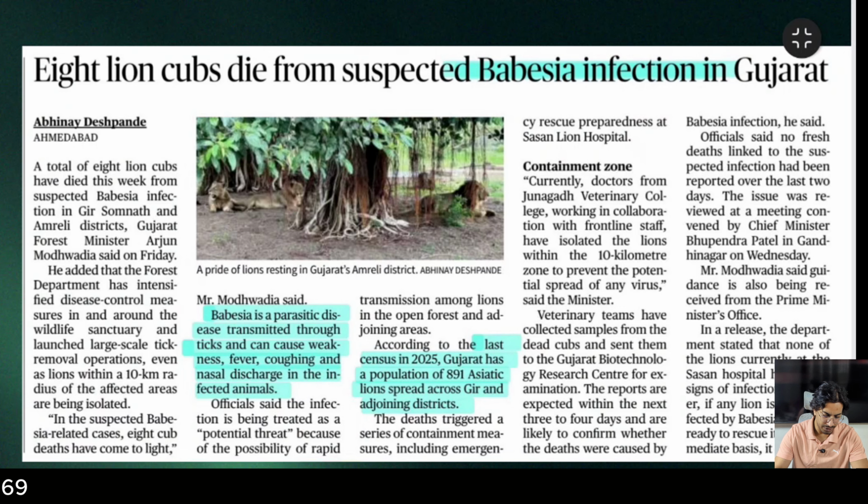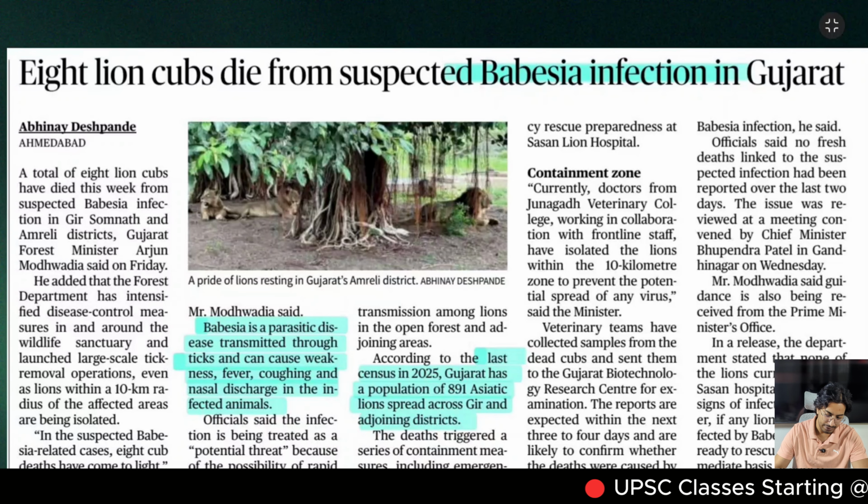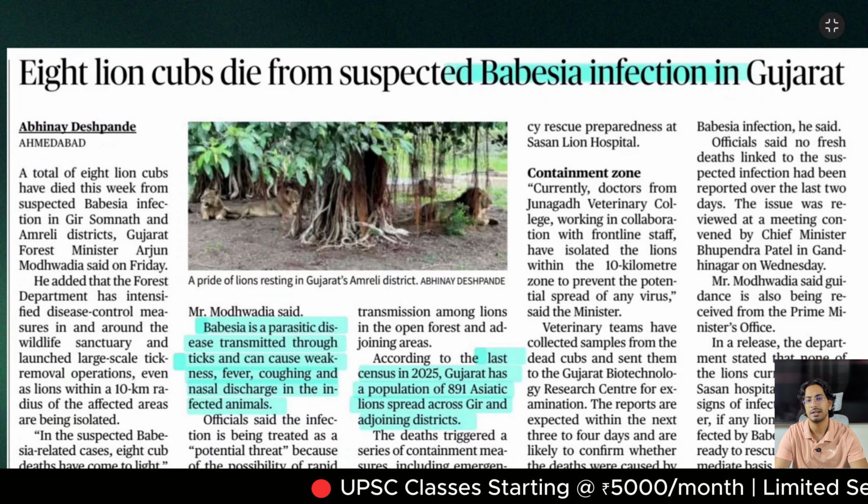So here, the first thing, let's see the newspaper. The news says 8 lion cubs die from the suspected Babesia infection in Gujarat. What we need to understand from a prelims point of view is that Babesia is a parasitic disease. This can be asked directly in prelims.